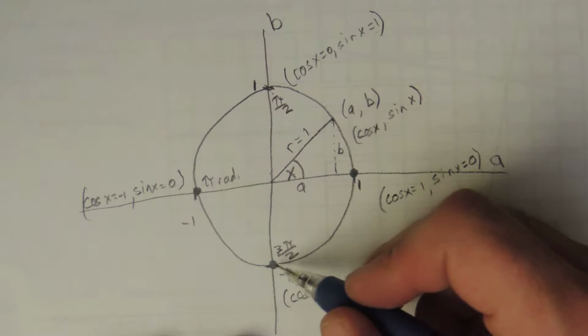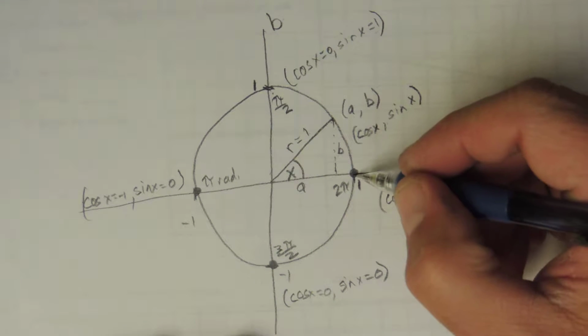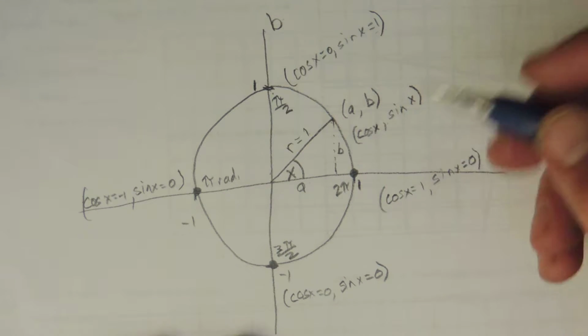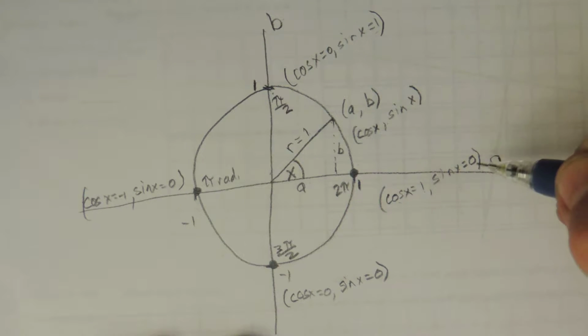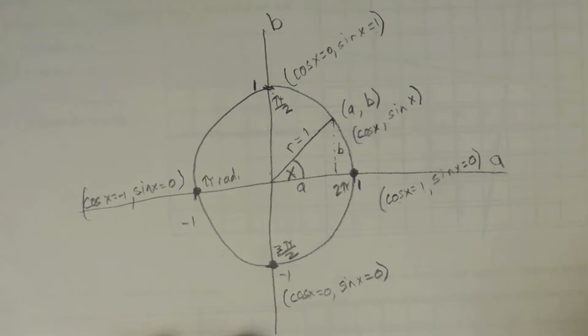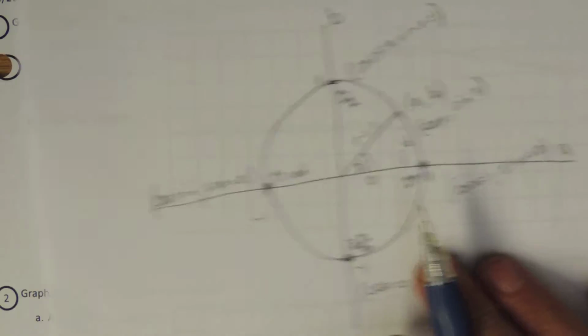And then I go on around to 2 pi, which is exactly the same place as 0 radians, where I started. When x was 0, cosine of x is 1, sine of x is 0. That's true of 2 pi also. So I got my unit circle. I can use that to do my graphs.